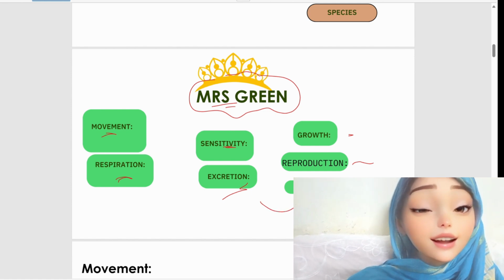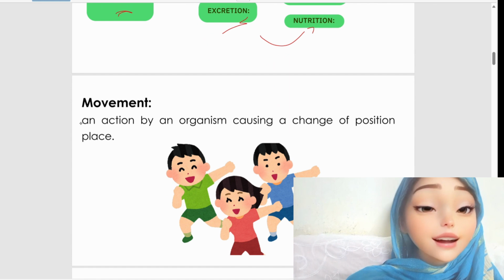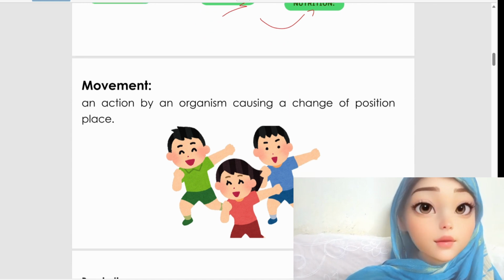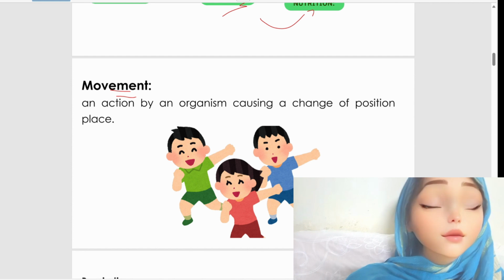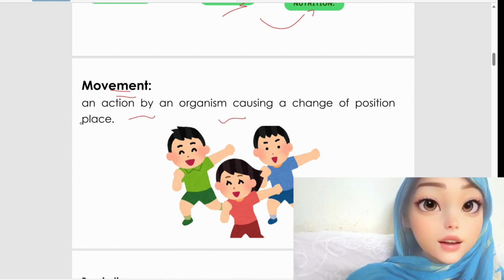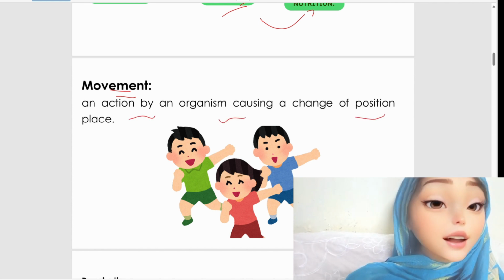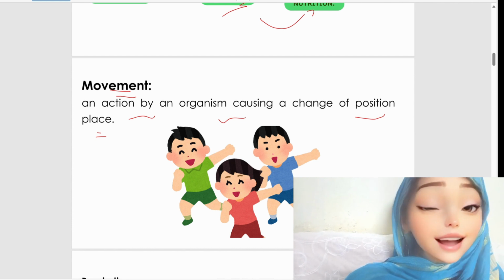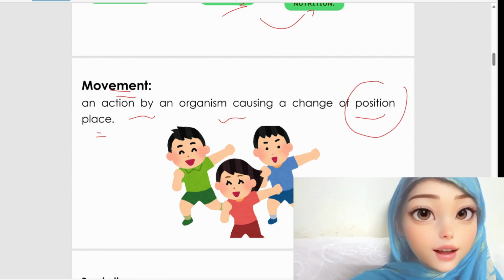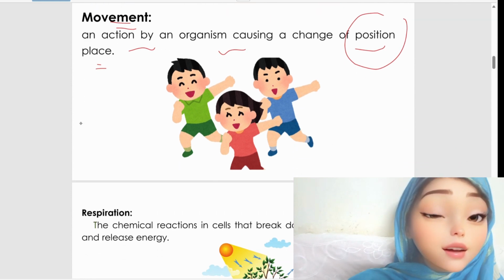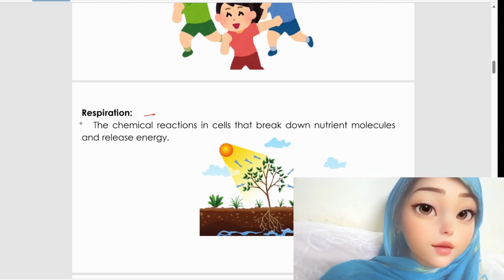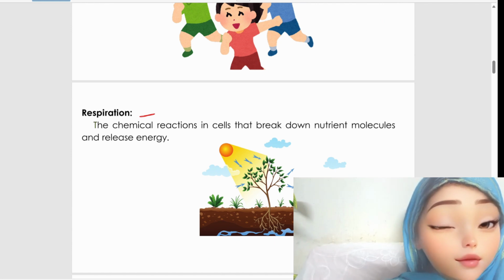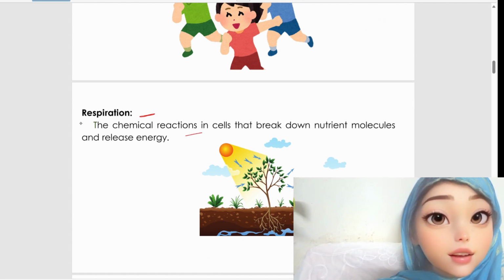Firstly, here is movement. So movement is an action by an organism that causes a change of position or place. So movement is a characteristic of an organism that needs to change its position. Next here is respiration. So respiration is a chemical reaction in cells that breaks down nutrient molecules and releases energy.